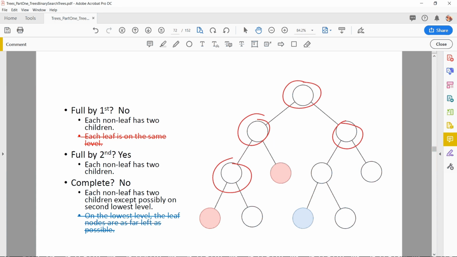Is it complete? Well, let's look at both parts. So let's look at, this is the second to lowest level.